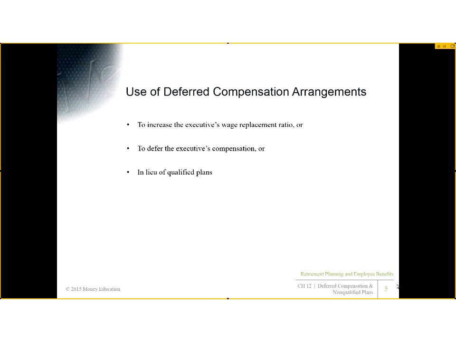And also it can be in lieu of qualified plans, where in lieu of means in place of. Maybe they participate in qualified plans, but on top of qualified plans in order to get the full wage replacement ratio.